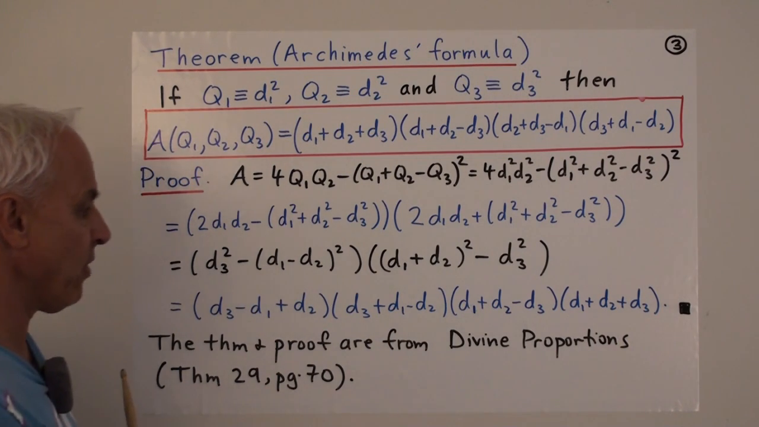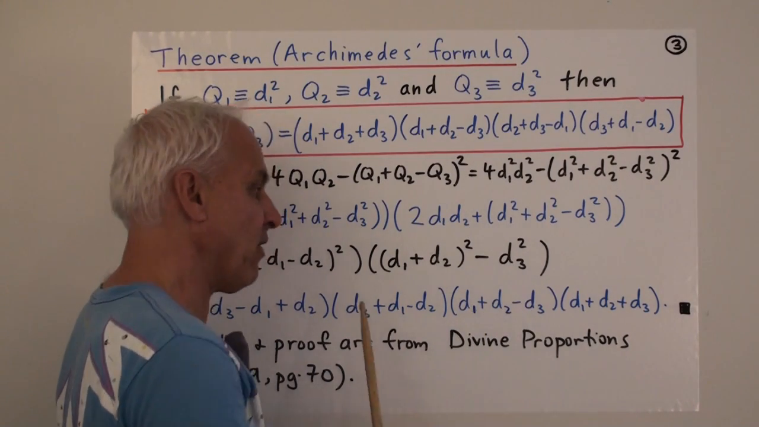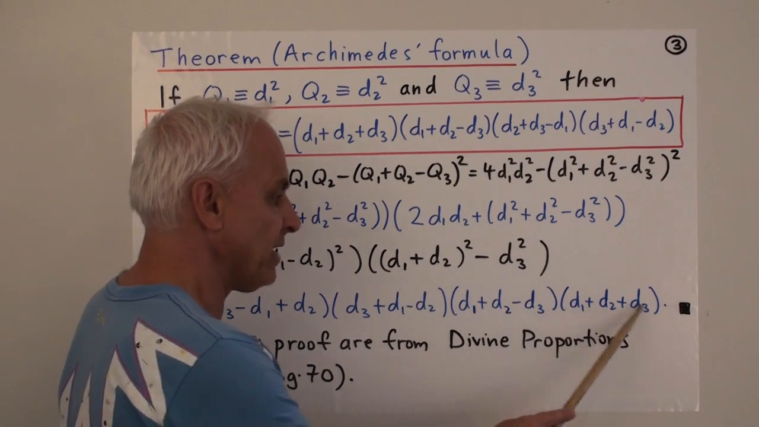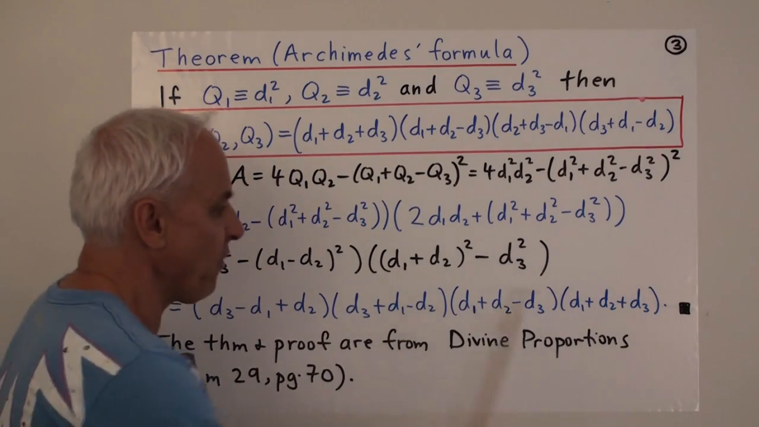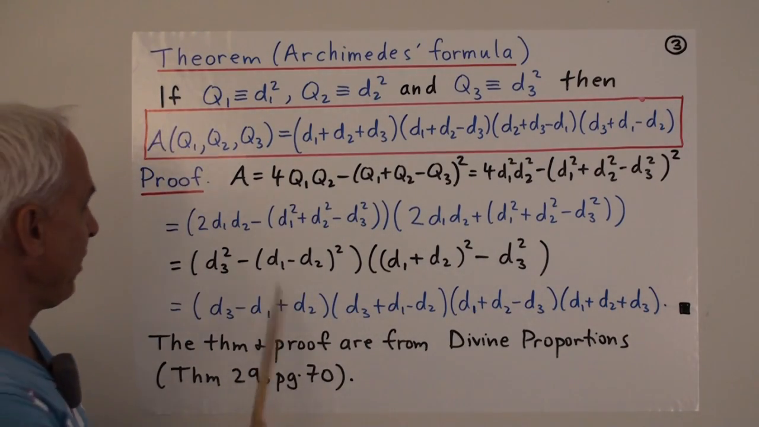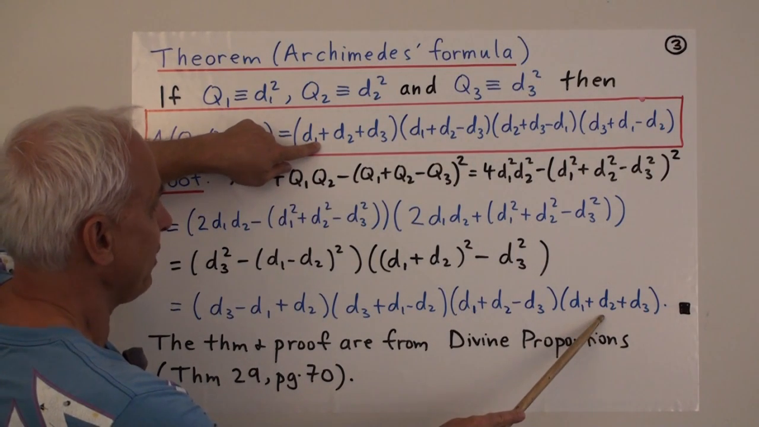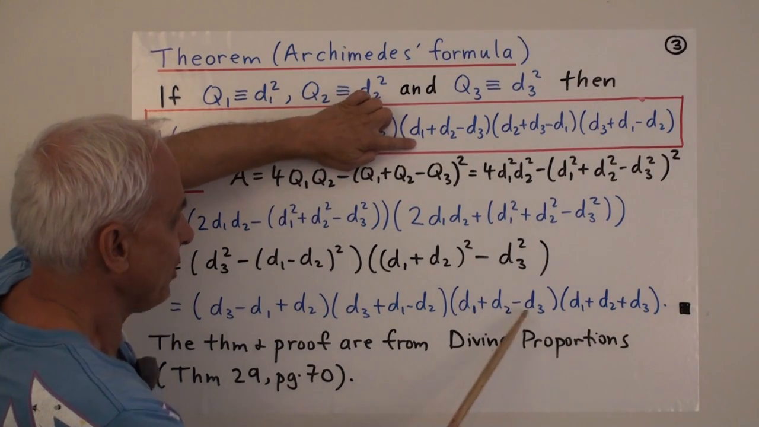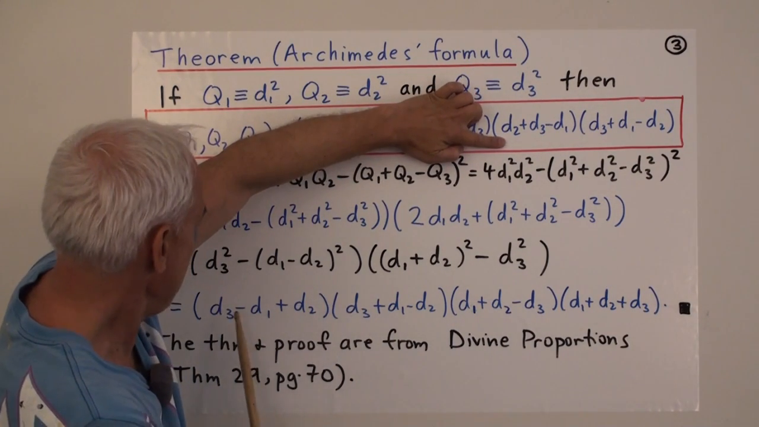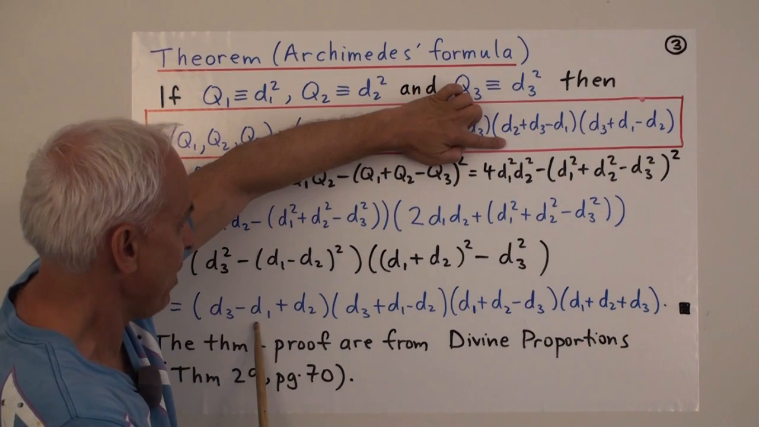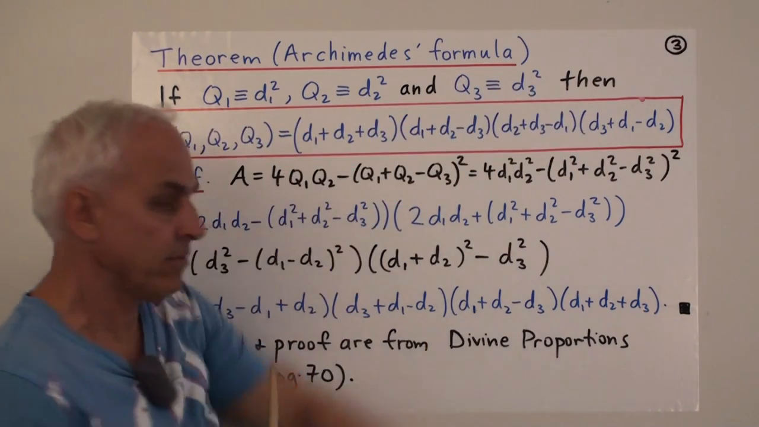In other words, plus d1 minus d2. And we have d1 plus d2 minus d3 over here, and then d1 plus d2 plus d3. So we factored the original thing into a product of four factors. And then if we compare that with the original statement, there's the corresponding term there. This term here corresponds to that one. This one corresponds to d2 plus d3 minus d1, this first one here. And this one is d3 plus d1 minus d2.